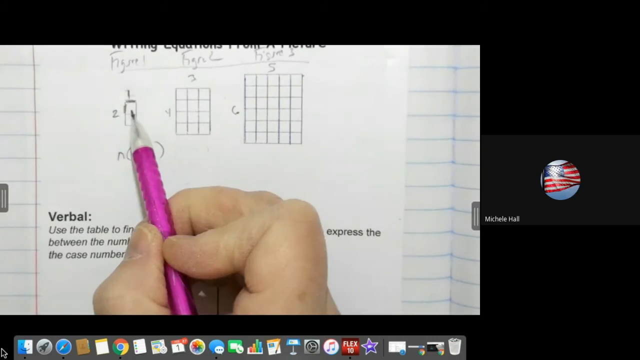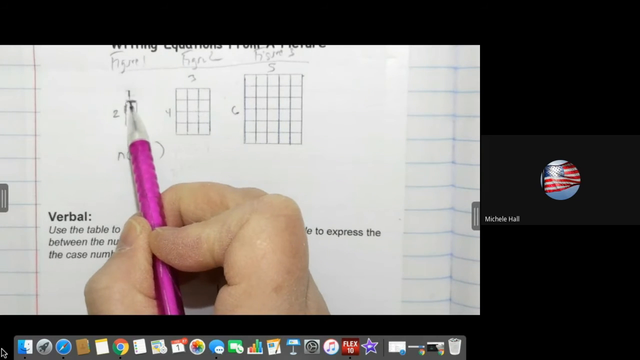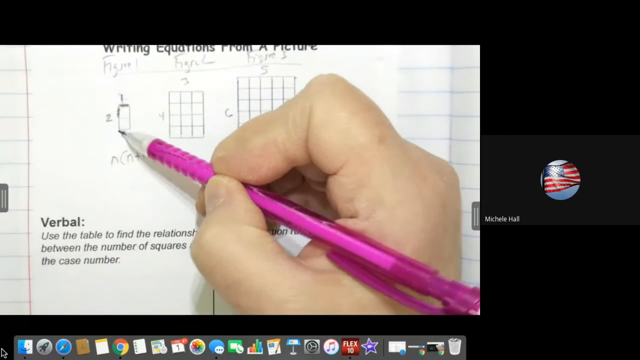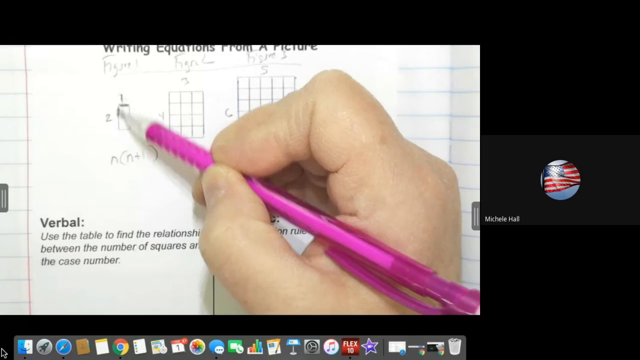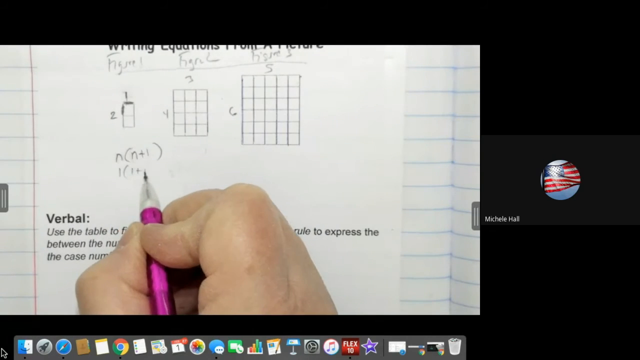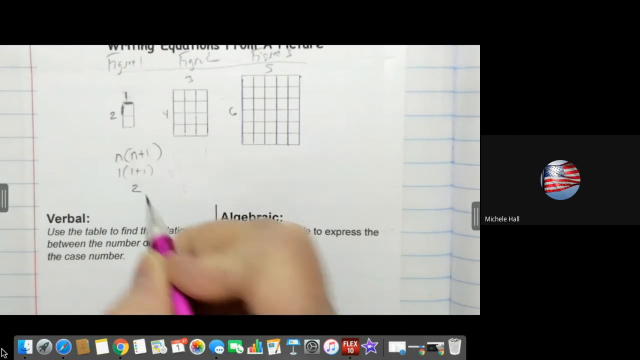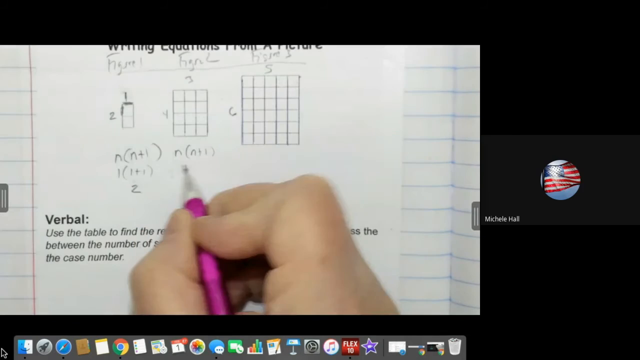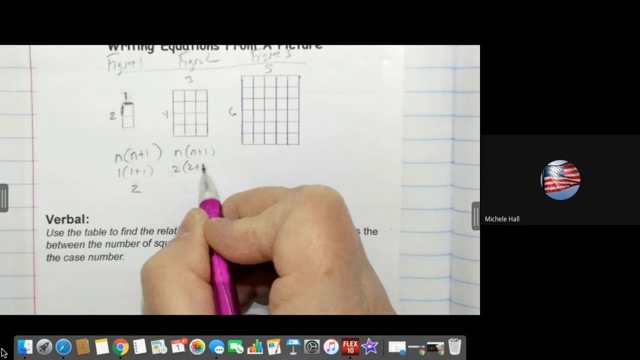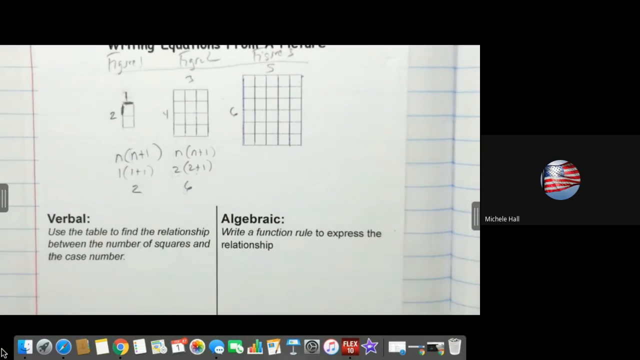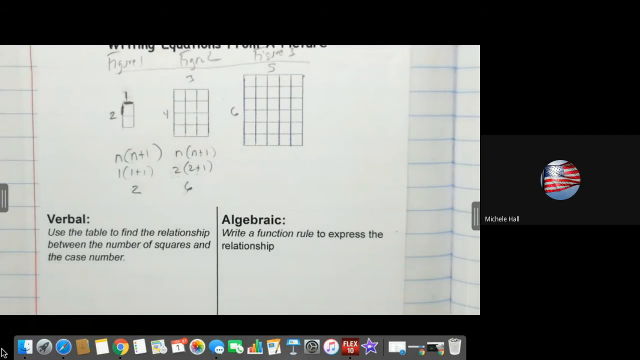Okay, and I've defined n as just being this side of the square right here. That means that this would also have to be n. And there is 1 more that I'm adding to it to get the whole side here. So now figure 1 would be 1 times 1 plus 1. 1 times 2 is 2. That works. How about over here? For figure 2, that's 2 times 2 plus 1. 2 times 3 is... See, it's all how you define it in the beginning.